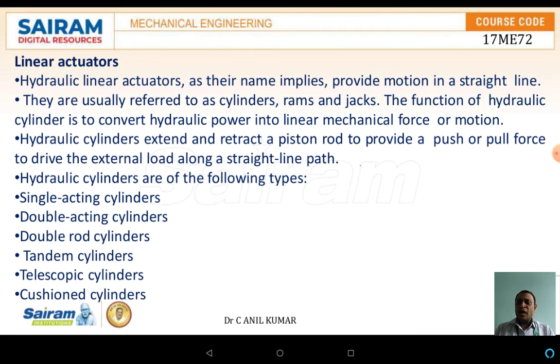The linear actuators. The hydraulic linear actuators, as the name implies, provide motion in a straight line. They are usually referred to as cylinders, rams, and jacks. The function of the hydraulic cylinder is to convert hydraulic power into linear mechanical force or motion. The hydraulic cylinder extends and retracts the piston rod to provide push and pull force to drive an external load along a straight line path. The hydraulic cylinders are classified as single acting cylinders, double acting cylinders, double rod cylinders, tandem cylinders, telescopic cylinders, and even cushion cylinders.